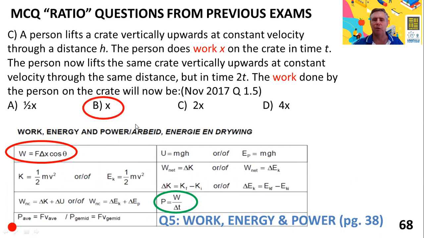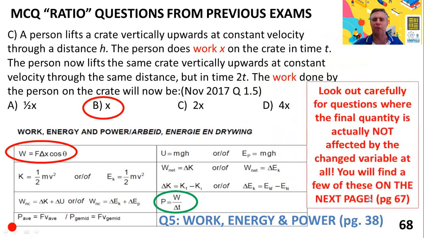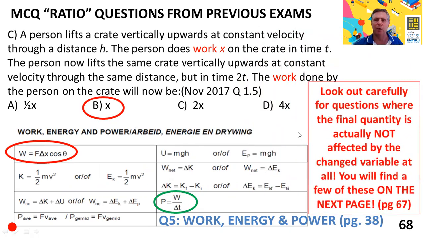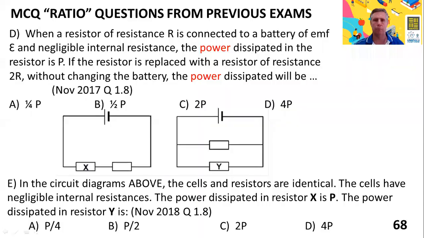Now, you probably missed this, but if you look at the bottom of page 67, I put this note in. Look out carefully for questions where the final quantity is actually not affected by the changed variable at all. You will find a few of these on the next page. So I did give you a warning, but look out for this, that the answer doesn't always have to change from the original one, because in this case, work is not dependent on time at all. Only power is. So look out for these types.